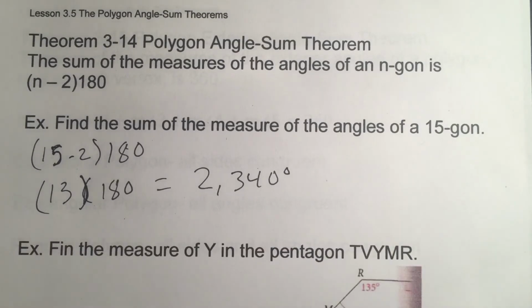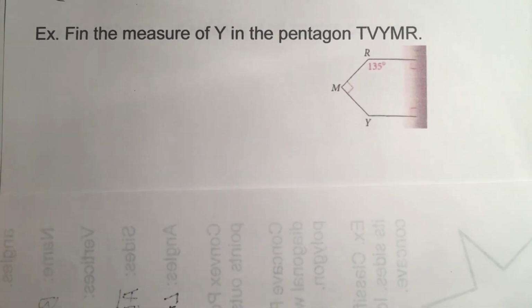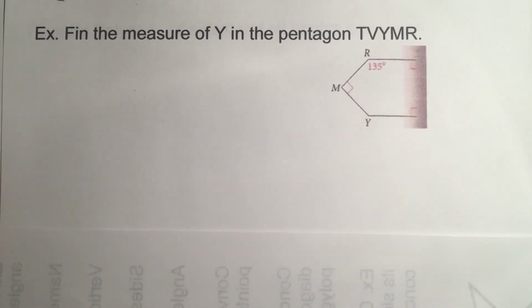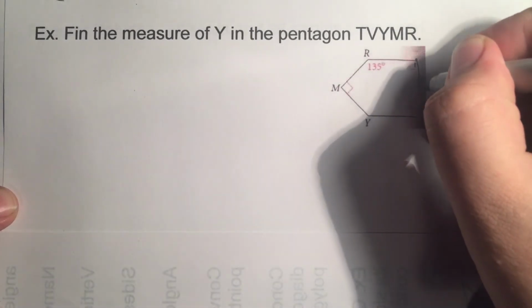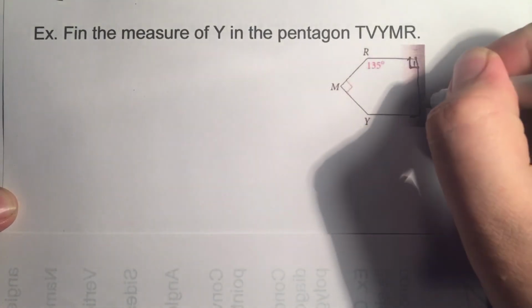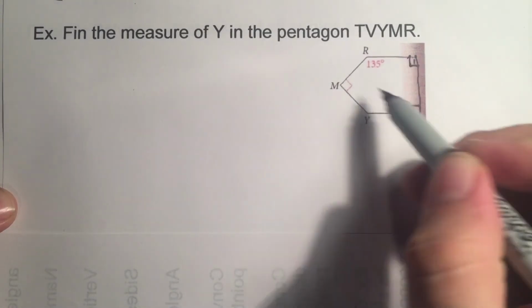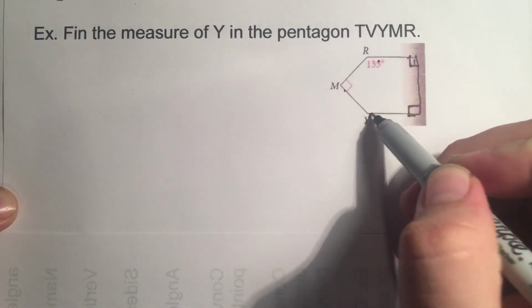Now, where that comes in handy is if we're solving problems like this. Find the measure of y in the pentagon TVYMR. Now, what you might not see because it's kind of cut off is this last side here. There is a box and there is a box here. So, these are both 90s. We have a 90 here. This one's 135. We're missing y.